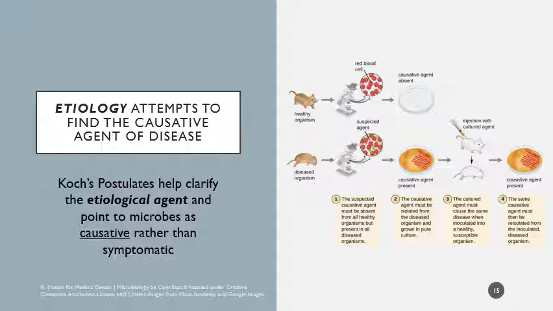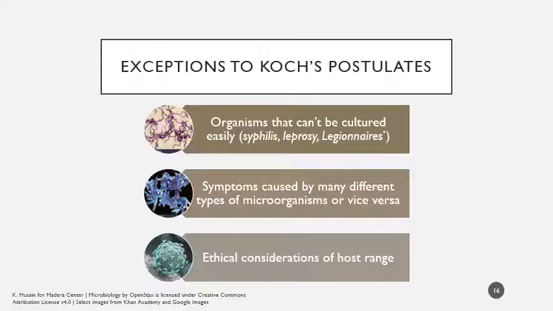There are a lot of exceptions to Koch's postulates. For example, some organisms really can't be cultured easily. Syphilis grows inside of cells, so we have to use cell culture even though it's a bacterium. Leprosy, we talked about how it grows on armadillos, so we have to use them basically to grow up leprosy in the lab. That's Mycobacterium, the genus for that one.